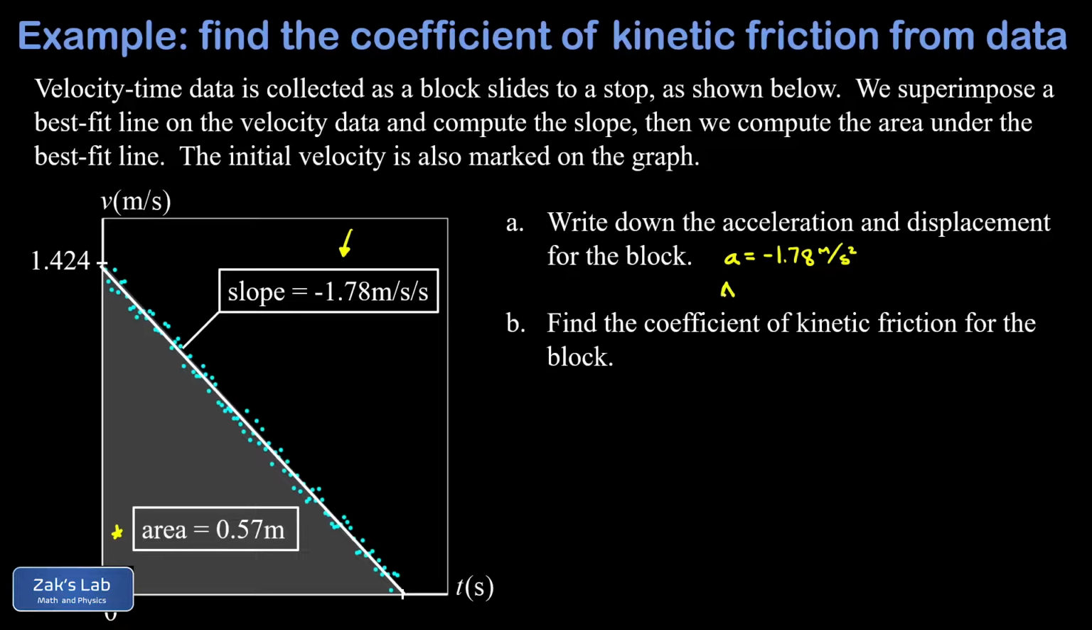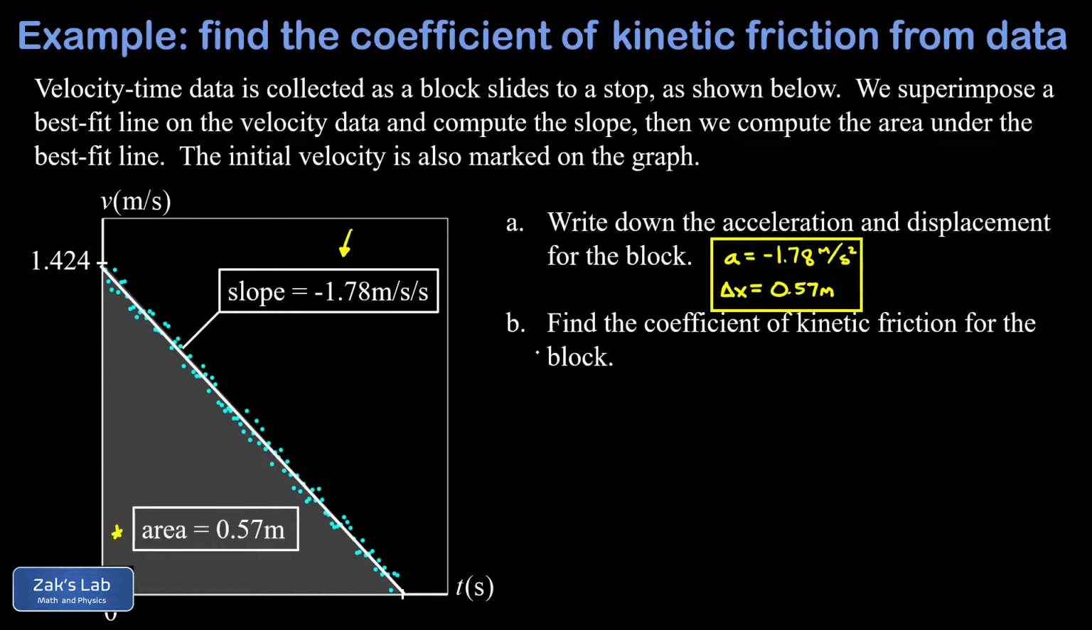Now our displacement, delta x, displacement is given by the area under a velocity time graph. And again, this was just computed for us in the software, and it turned out to be 0.57 meters. So that's how far this block was sliding before it finally stopped.